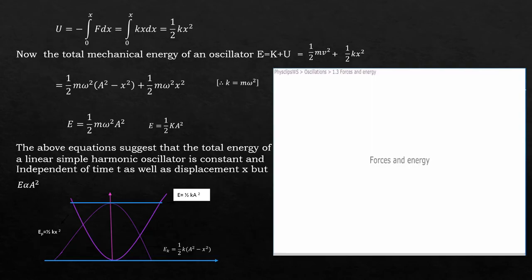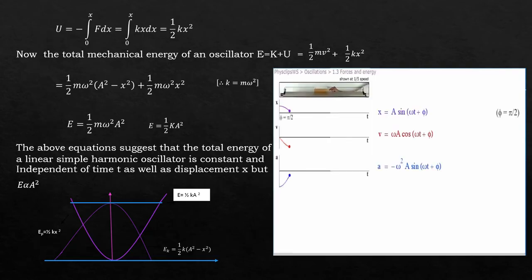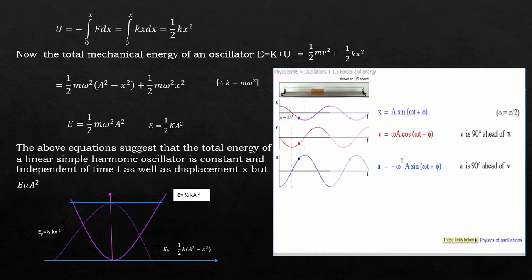Looking at these plots of displacement, velocity, and acceleration, we can see the physics behind their shapes. The force, and therefore the acceleration, is zero at equilibrium. The force is maximum when the springs are most compressed or most extended. The velocity is a maximum at the moment when the force and the acceleration change sign, going from acceleration to deceleration. Note the different phases. Acceleration is 90 degrees ahead of velocity, which is 90 degrees ahead of displacement.